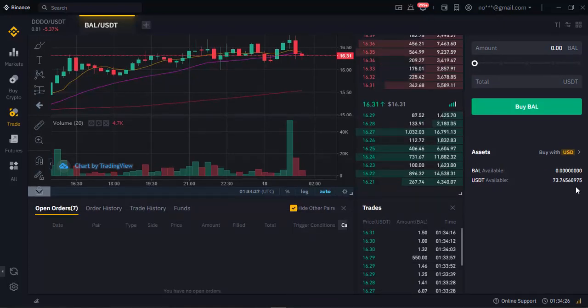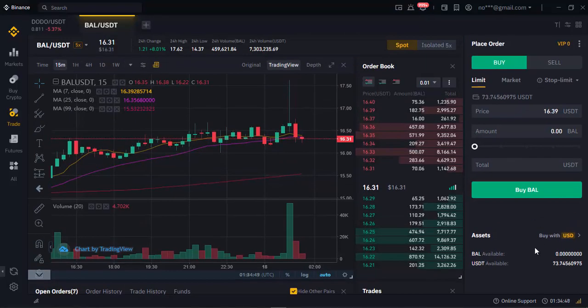So here is your asset, where you see the balance, or what you have inside your account. So this is BAR, available BAR, I have 0, and then available USDT, which is the USDT we are going to use to buy BAR. It is 7.73.74. Right, so that's it. I hope I've explained the whole display.